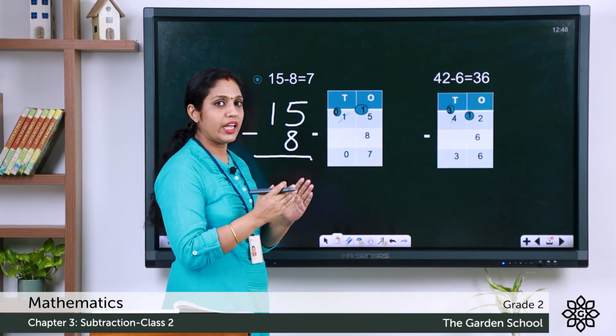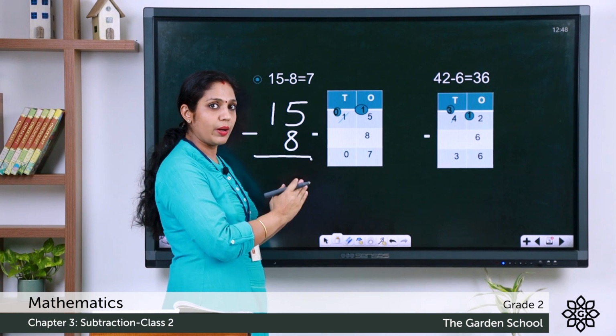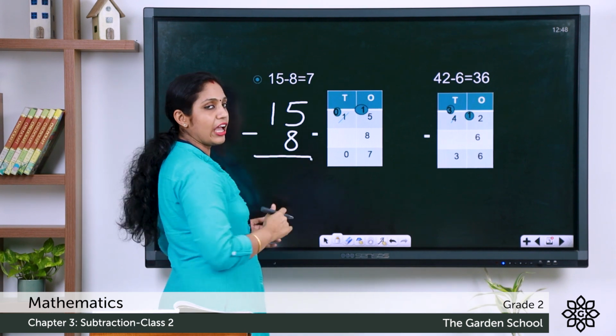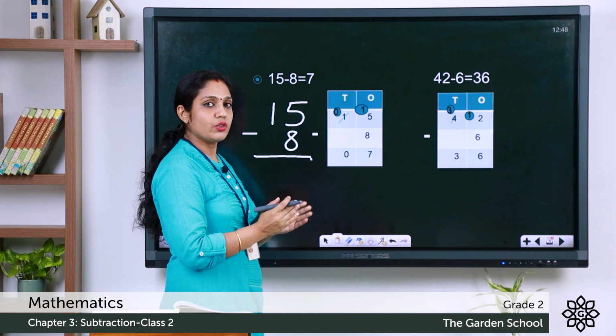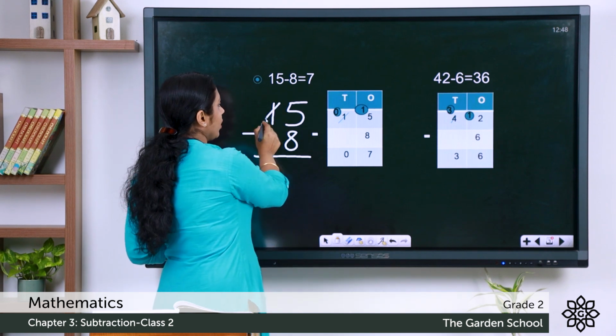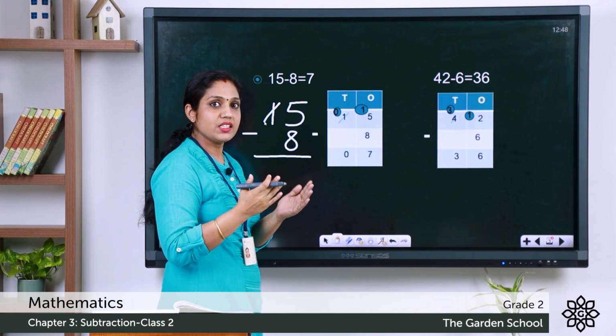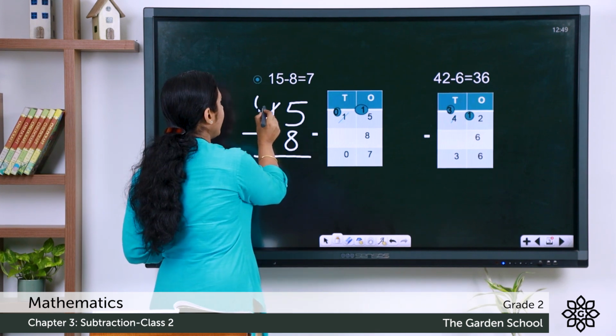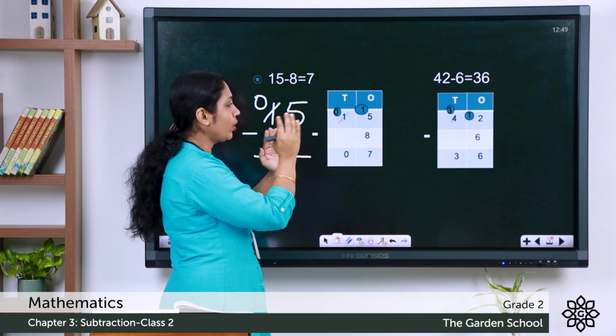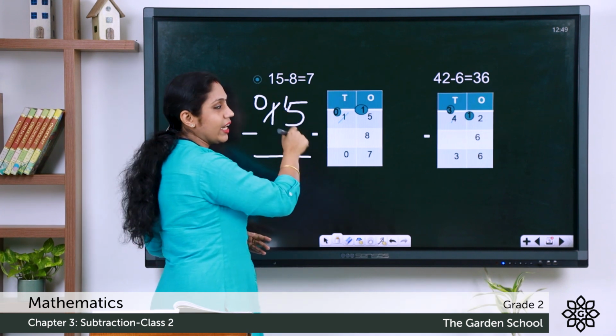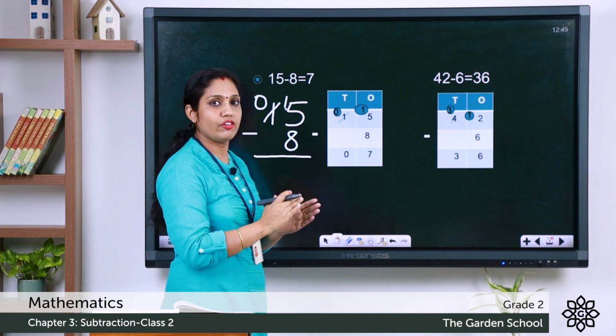What do we have to do? Again we have to go for borrowing from the tens place. So here we have 1 in the tens place. So we are going to borrow. So if 1, before 1, what is the number? It is 0. So write 0 there. And that 1 which we borrowed, we can write it here. And the number in the ones place now is 15.